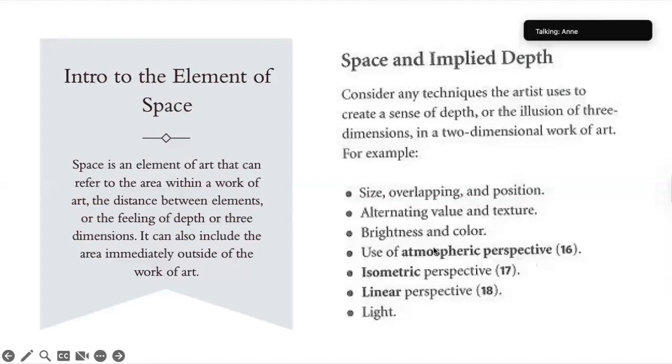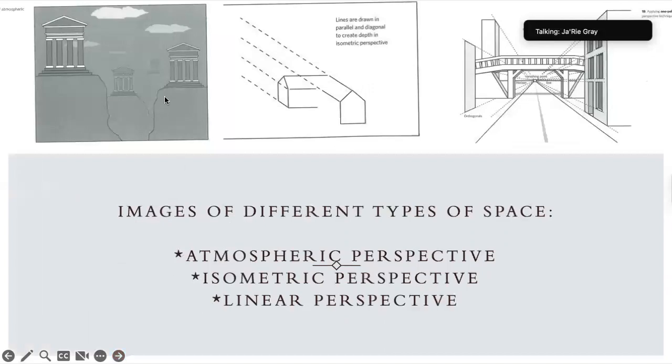All right, so another thing is light, and I know I talked about light with brightness of color, but light can also play a part in giving the illusion of space. So, just really quick, this gives us a better visual of some of these perspectives that I've just talked about.